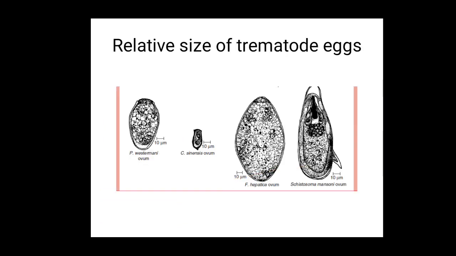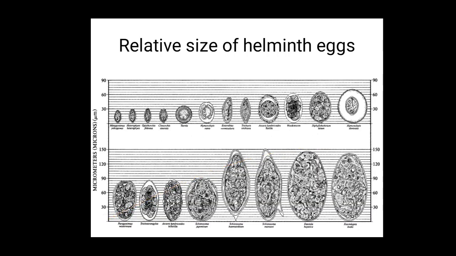The size of the trematode egg. In this diagram you can see the scale, 10 microns. So it is around 50 microns and maybe around 70 to 80 microns here. And as per this chart, here is the Paragonimus egg, and it may be around 40 to 50 microns by around 80 microns. That is the size of the Paragonimus westermanii egg.